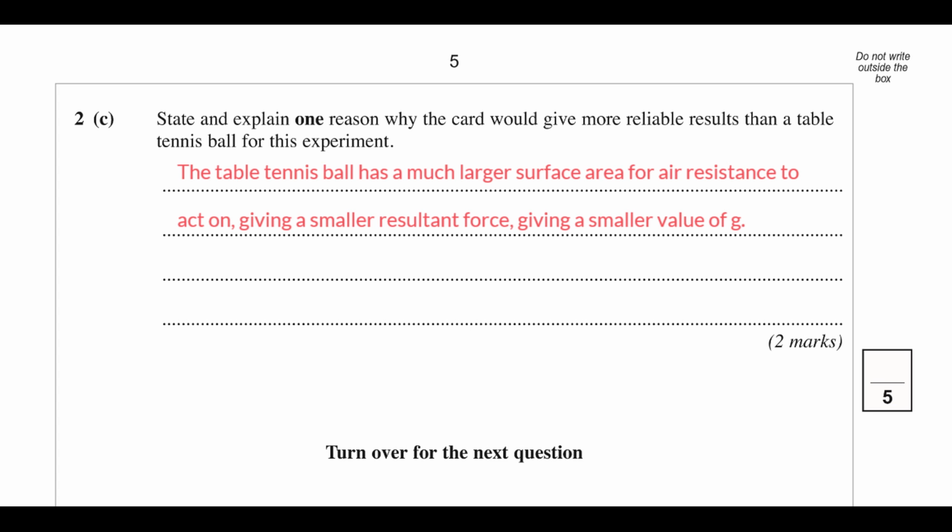So the key difference is the surface area presented to the air. So the card, if we're dropping it end down, has a really small area presented to the air particles. A table tennis ball has a much larger area, so you'd expect to get a smaller value of g with the table tennis ball because its resultant force is smaller due to air resistance. Okay, so that concludes question 2.